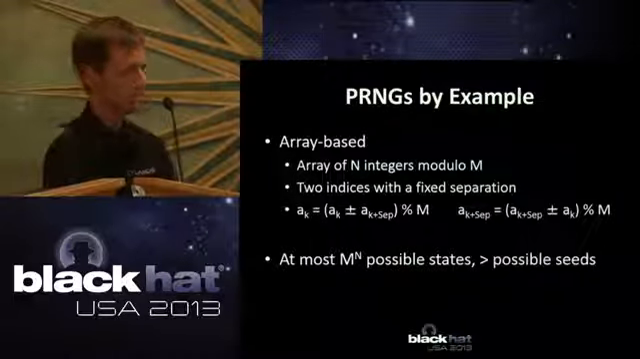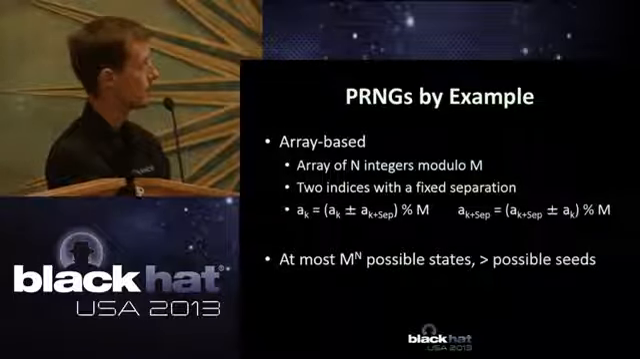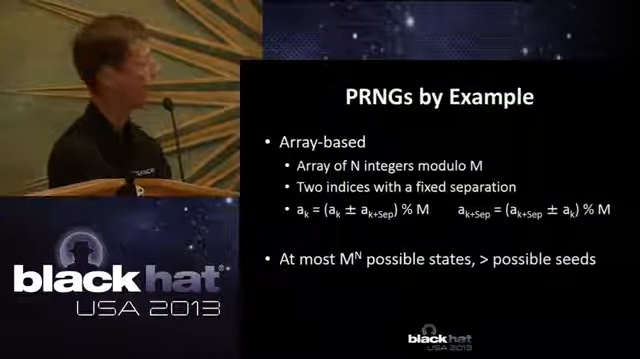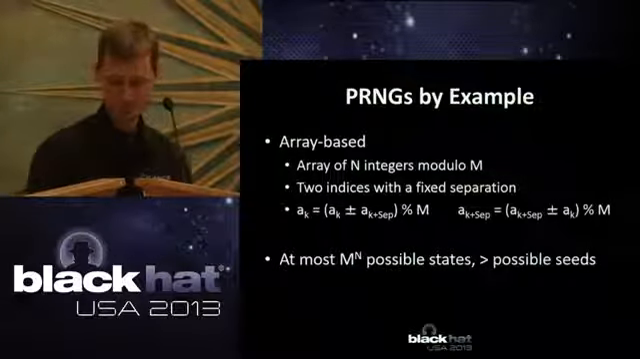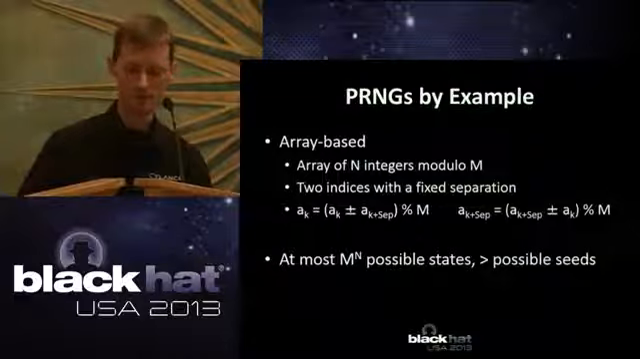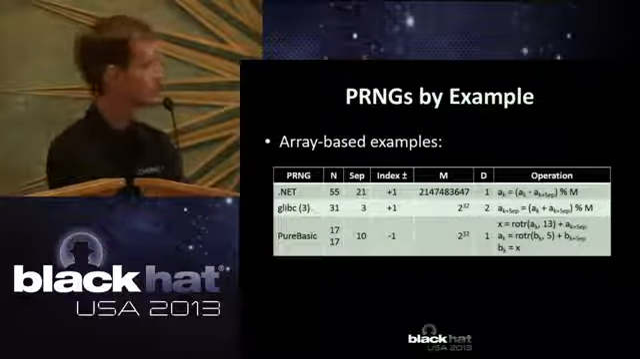So these are the 3 most important parameters of these array-based PRNGs. The number of integers, the size of the array, the modulus, and then the separation. And those totally affect its behavior. So here's just a little summary.